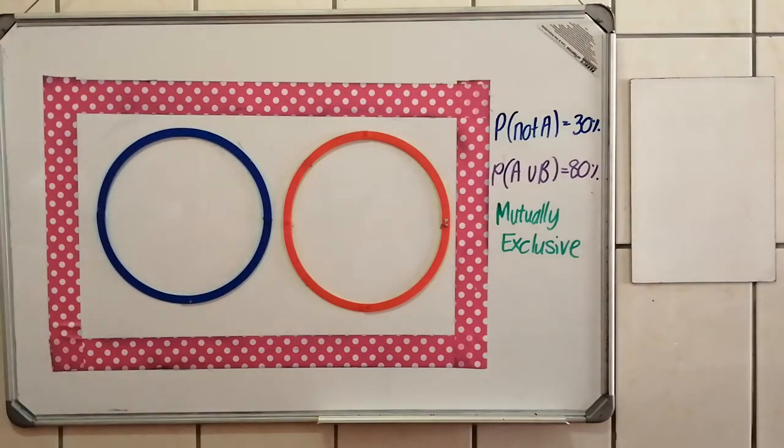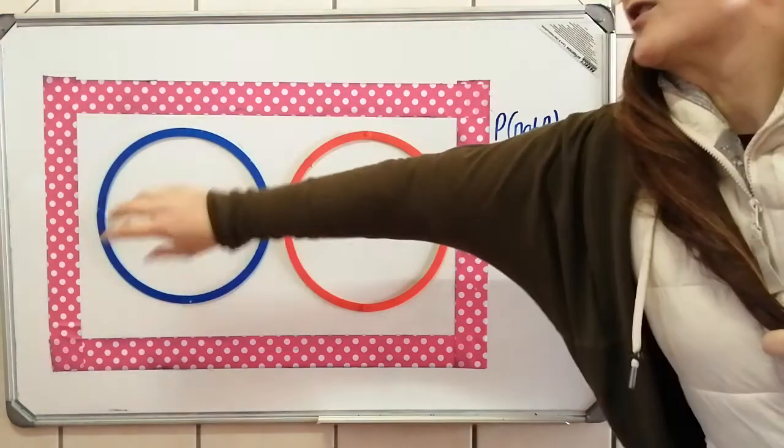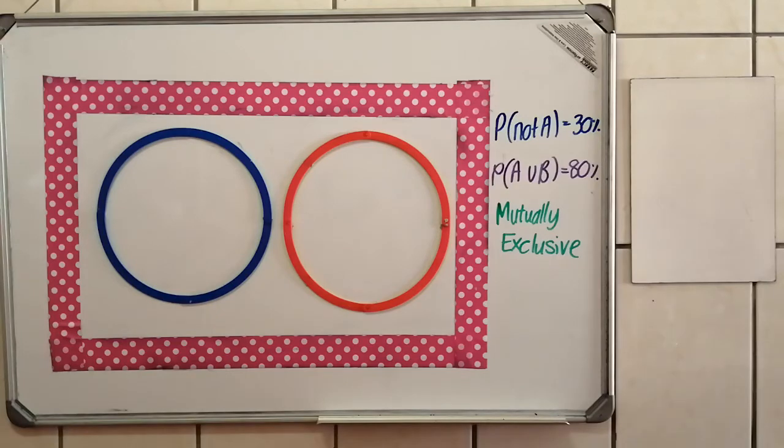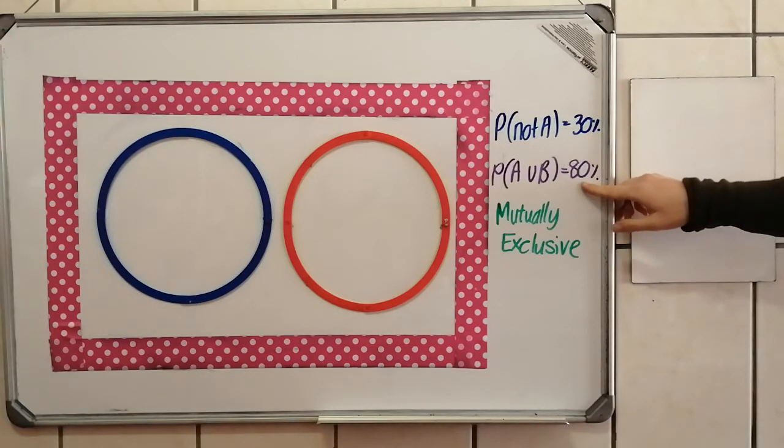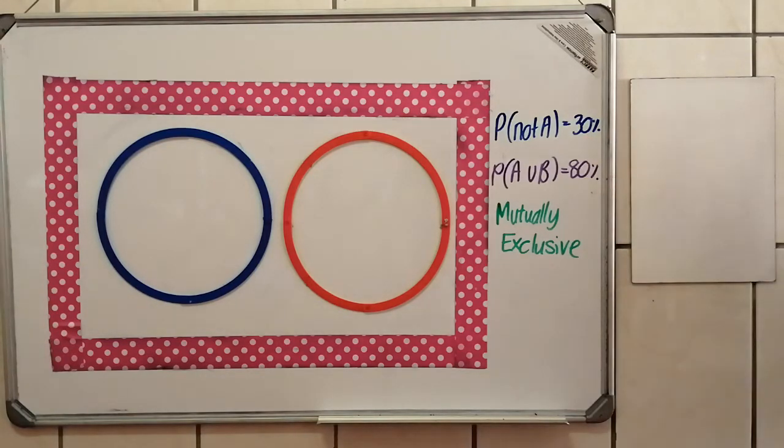Example 2 reads as follows. A and B are mutually exclusive events, meaning they don't overlap. So I've got event A and I've got event B. It says the probability of not A is 0.3, which I've labeled as 30%. And the probability of their union is 80%. So as soon as we see that their union is 80%, are these events complementary? And the answer is no.